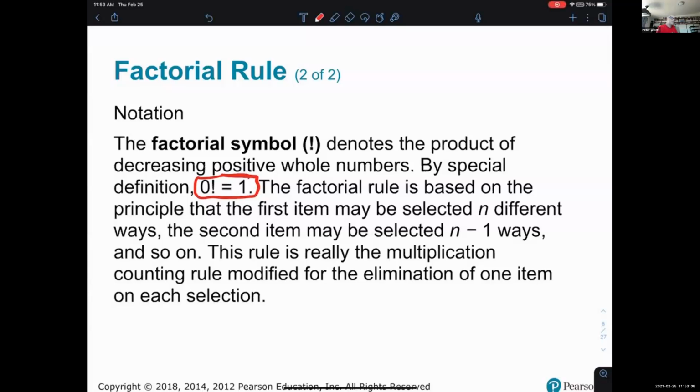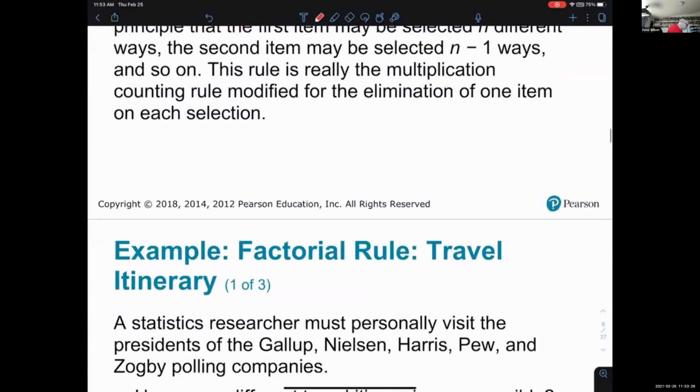The factorial rule is based on the principle that the first item may be selected n different ways. The second item, you have 1 less ways to do that, and so on. So that's why it's the multiplication rule being applied. This rule is really the multiplication counting rule modified for the elimination of 1 item for each selection. Now let's see maybe an example that they give.